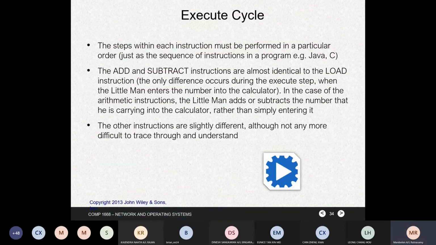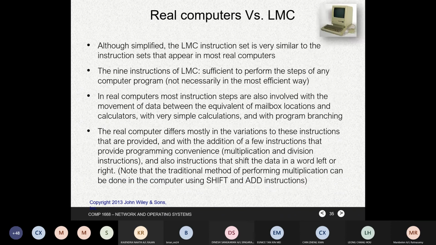Okay, that is to give you some understanding on fetch and execute. All right, so now we are at the point where we need to compare the real computers and LMC, which I already explained to you along the way. The LMC is a very simplified computer when you compare to the real computers, but the operations are the same until today. So please read through this slide. I'm not going to go into very much detail.